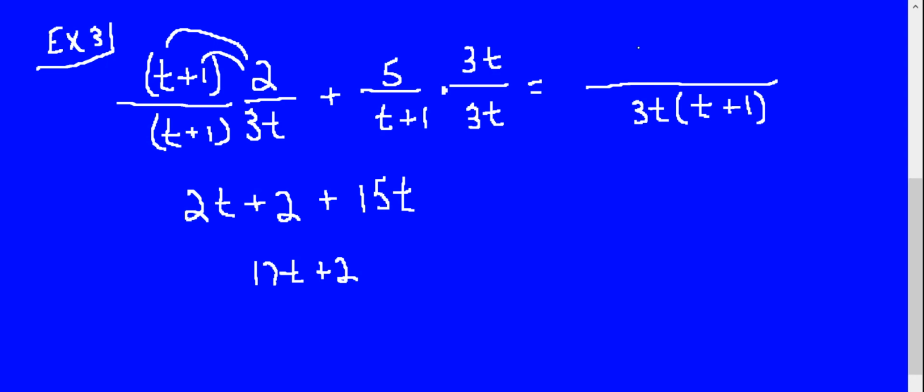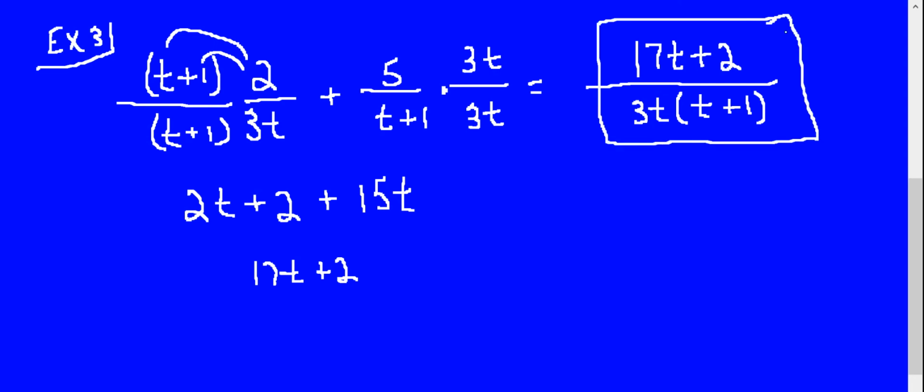So this is my answer of 17t plus 2 over 3t times t plus 1. And remember, we cannot cancel these t's. This t here is part of an addend. Well, this is a factor, so they both need to be factors to cancel. Okay, and here's my solution for example 3.